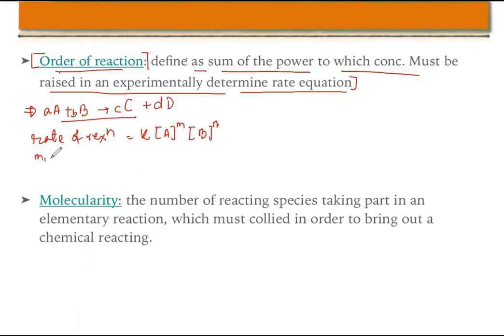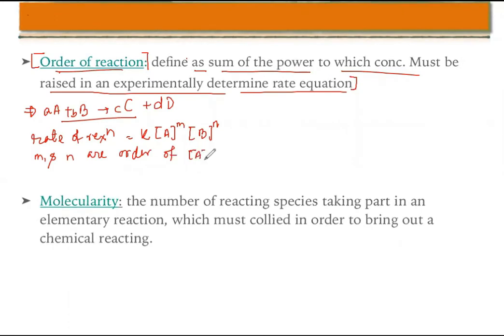M and N are the orders of A and B, which are experimentally calculated. So this M and N are the order of the reaction and they can be calculated experimentally. Now a bigger question is, are this a value and m value, or b and n, are they equal? The answer is maybe, or maybe not.